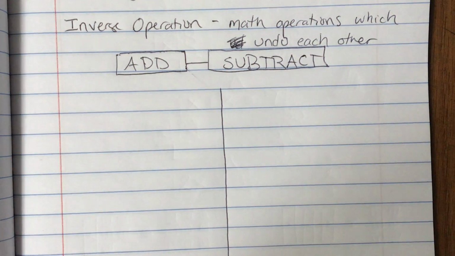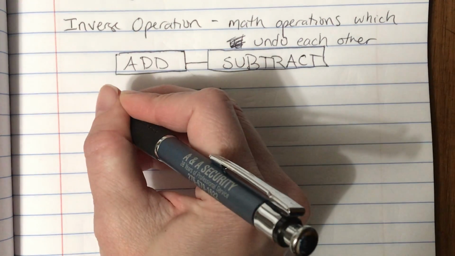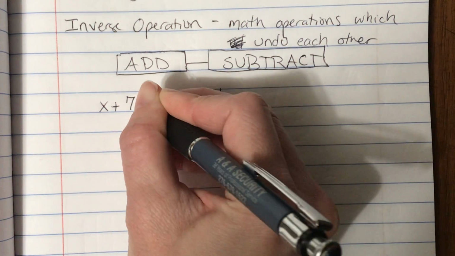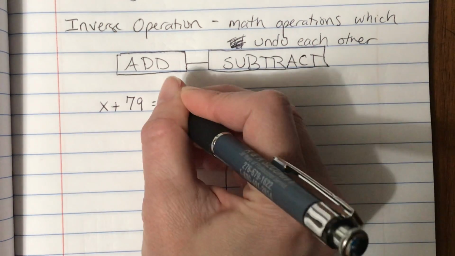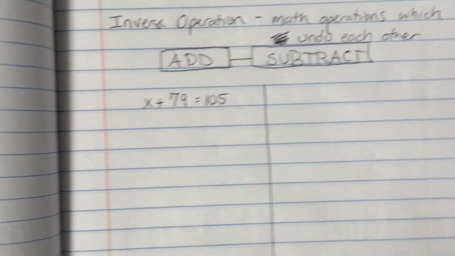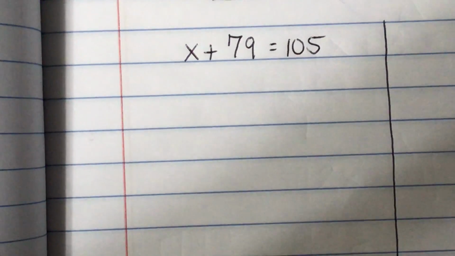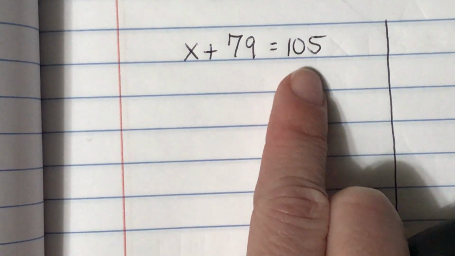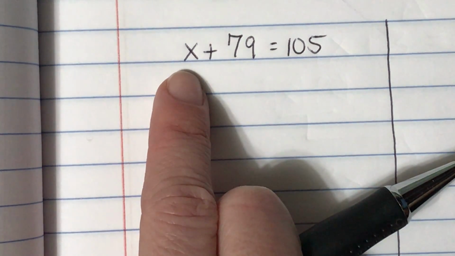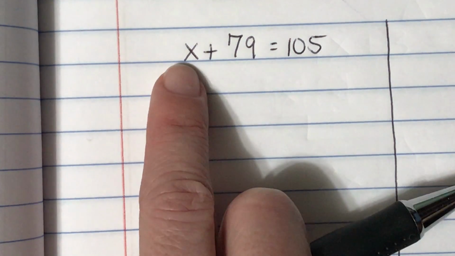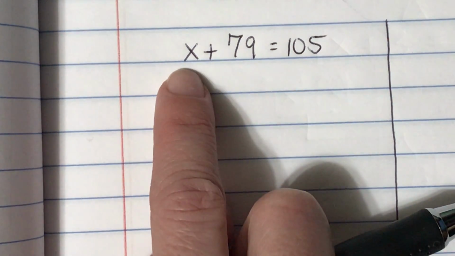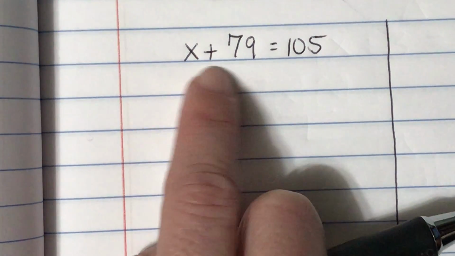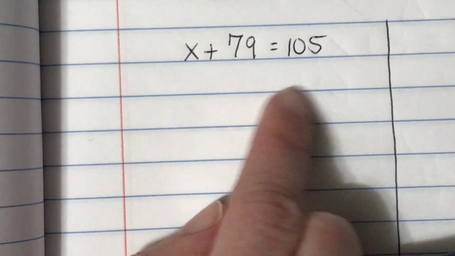Okay, so let's say I had an equation that looked like this: x plus 79 is equal to 105. I know that there's some number out there that, when I add 79 to it, I get 105. Now, I could guess a couple of numbers. I could maybe try 50. Oh, no, that doesn't work. I could maybe try 55. Oh, no, that doesn't work. And so I could work my way around to just plugging in a number and seeing if it works.